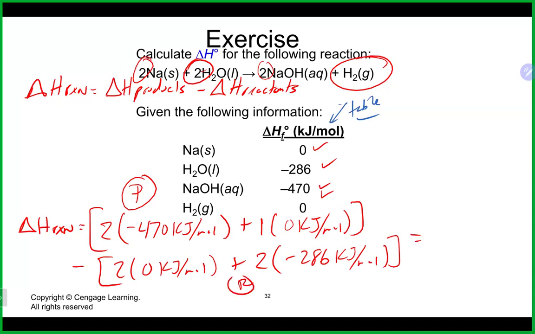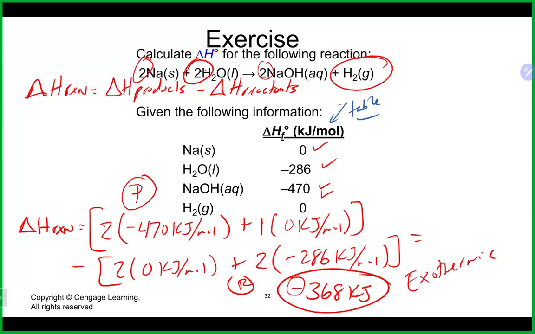So if we do all that, we've got 2 times negative 470 plus 0, minus 0 plus 2 times negative 286, it looks like. I think that's going to give me negative 368 kilojoules here. Once again, this reaction is endothermic or exothermic? It is exothermic, again, because of the negative sign here. Overall, this reaction is going to be releasing some energy from where it started to the surroundings.